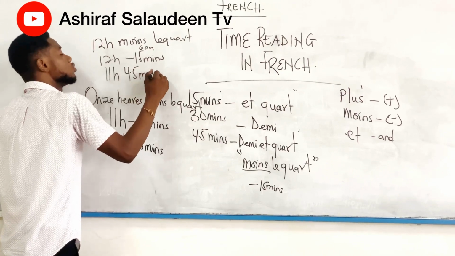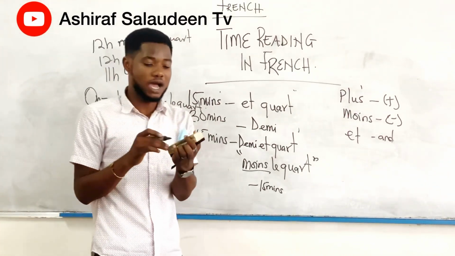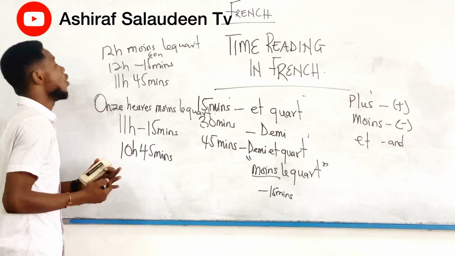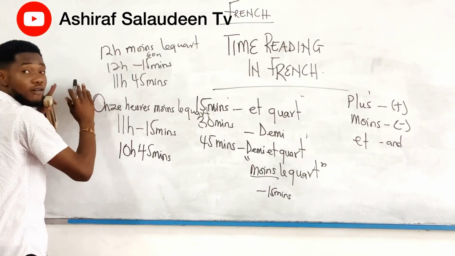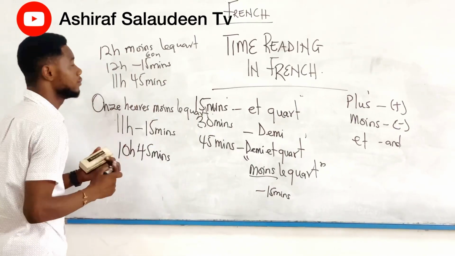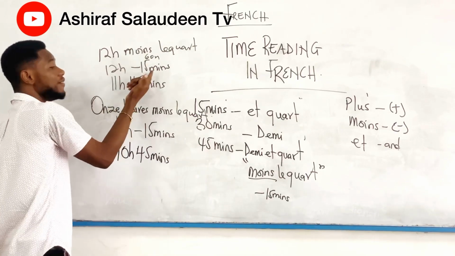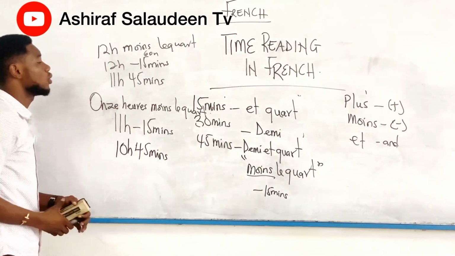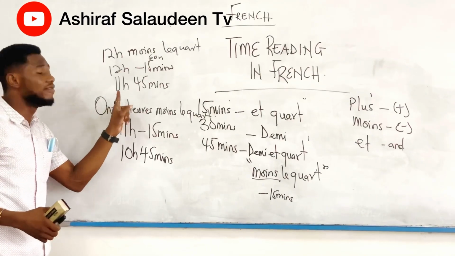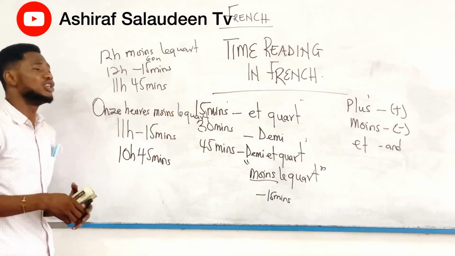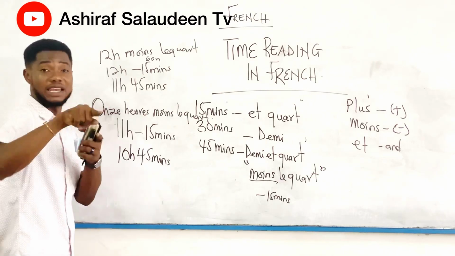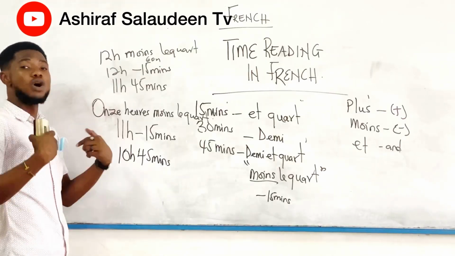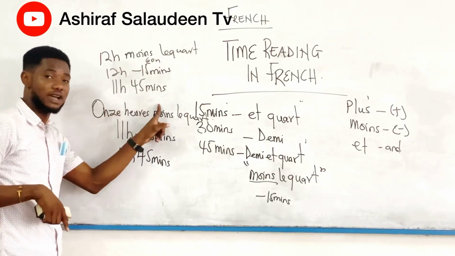So anytime you see moins le quart, you are supposed to deduct 1 hour from the number of hours they have given you in the question, then turn it to minutes and take 15 from it, then you are left with 45. So another way someone will tell you 11:45 in French is going to tell you the time is 12 minus 15 minutes. But what he actually means is 11:45.